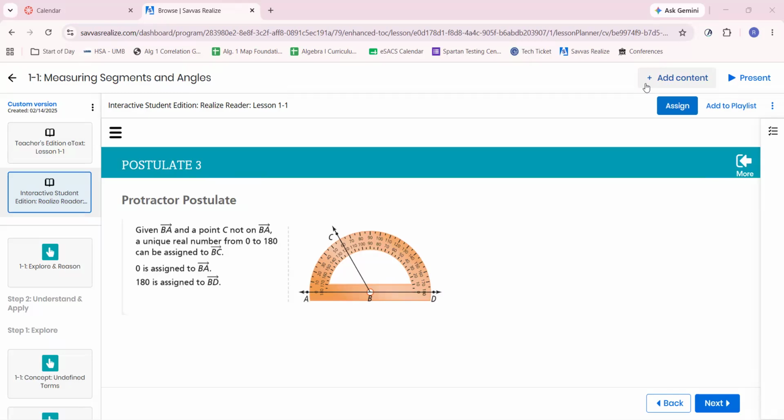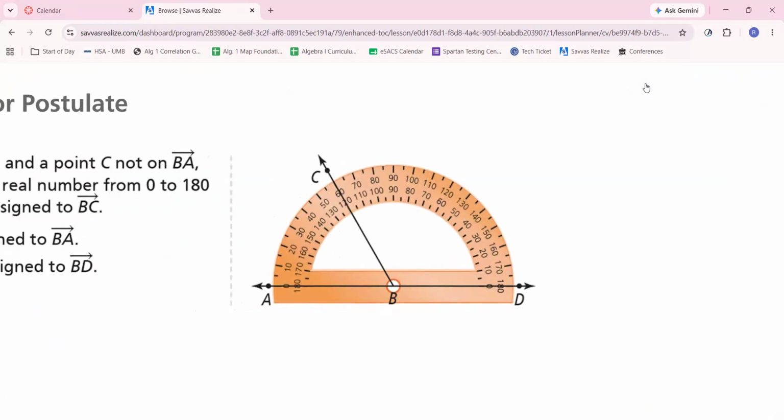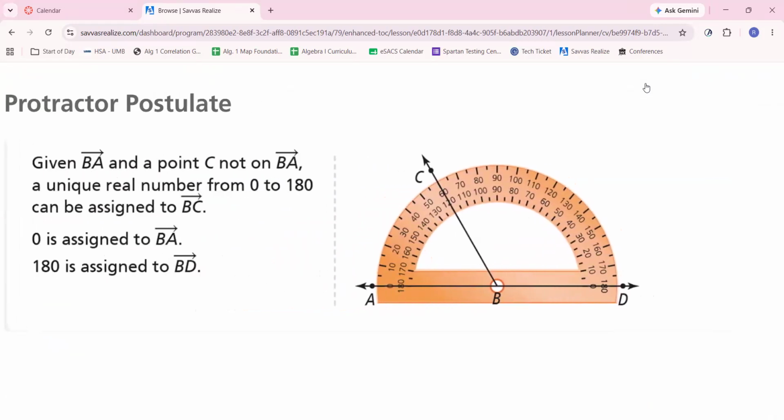Basically, given ray BA, which you can see there on the protractor at 0, and a point C not on BA, we can assign a number to the ray that goes through point C. So 0 is assigned to the horizontal line, so BA is 0, and 180 is BD on the other side, and then BC is assigned to the 60. So you could say that angle ABC is 60 degrees, measures that angle.